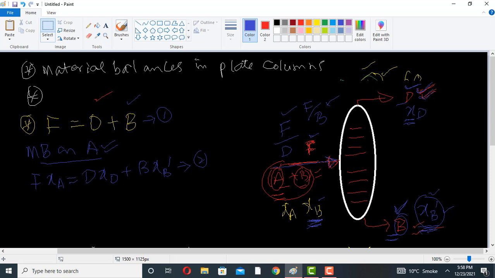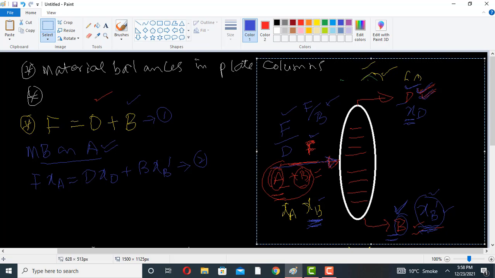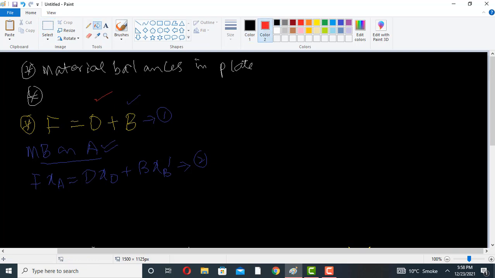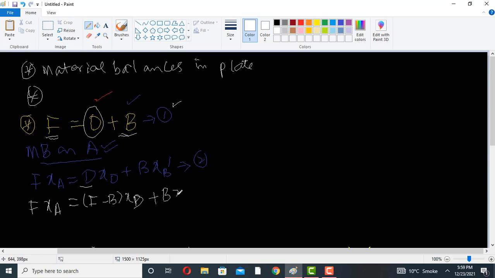This is equation number 2. So equation 2 can be given as F xA is equal to, in place of D we can write F minus B from equation number 1. So we will write F minus B times xD plus B xB dash. In order to find the F by B, therefore we will write F minus B in place of D in this equation number 2.